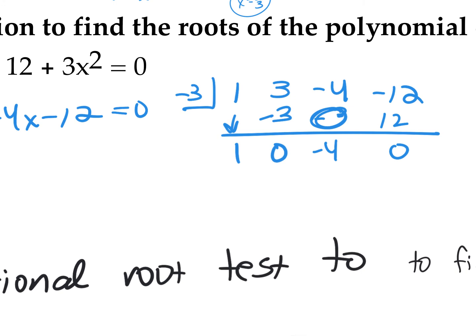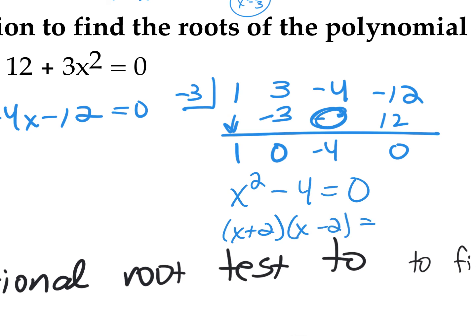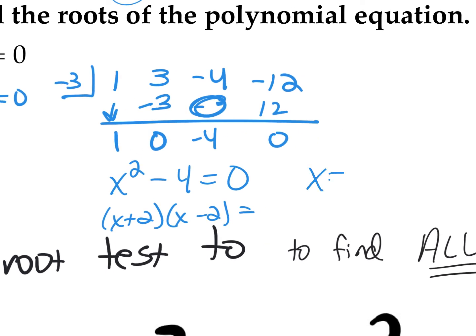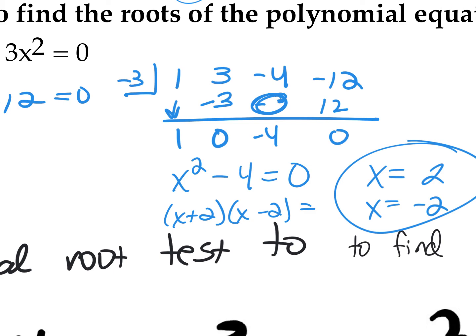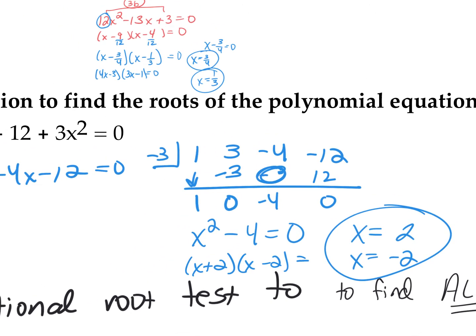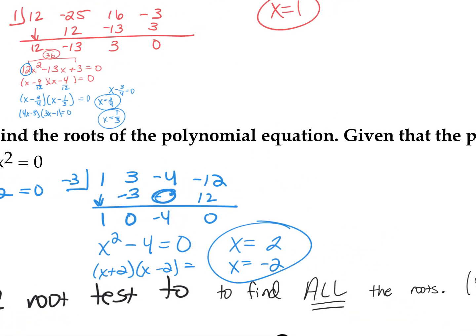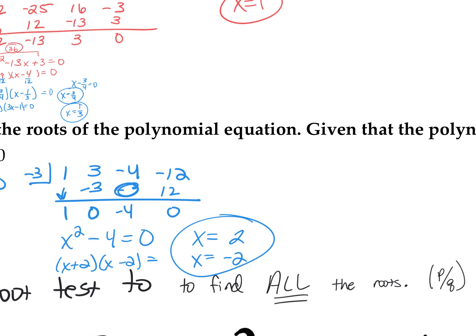X squared minus what? 4 equals 0. What does that work out to be? X plus 2, x minus 2. So your other two roots are x equals positive 2, x equals negative 2. Somebody asked before, can I write plus or minus? Absolutely. So they gave us one of the roots. We found the other two.